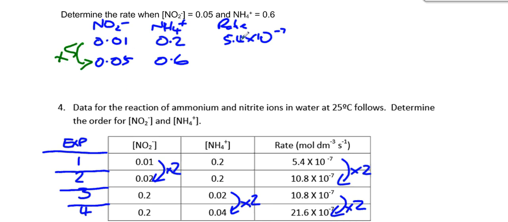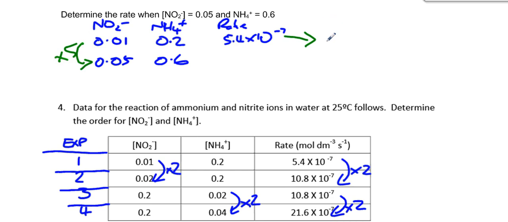So what does that mean for my rate? Well, I've said it's first order. We know it's first order because we've been down here and said that it's first order. So if this is times by 5, I will need to times this by 5 as well. So working it out, what have I got?